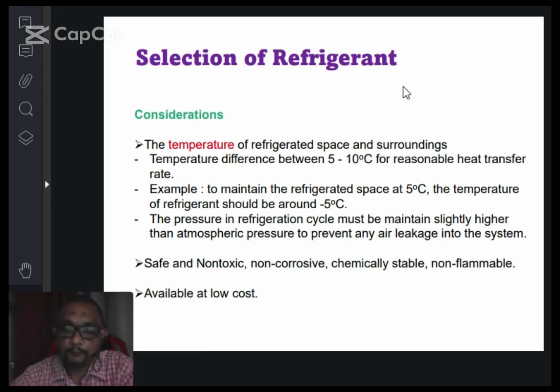So another consideration is safety and non-toxicity. The refrigerants must be non-toxic, non-chlorine, chemically stable, and also non-flammable. And another important consideration is that it must be available at low cost.